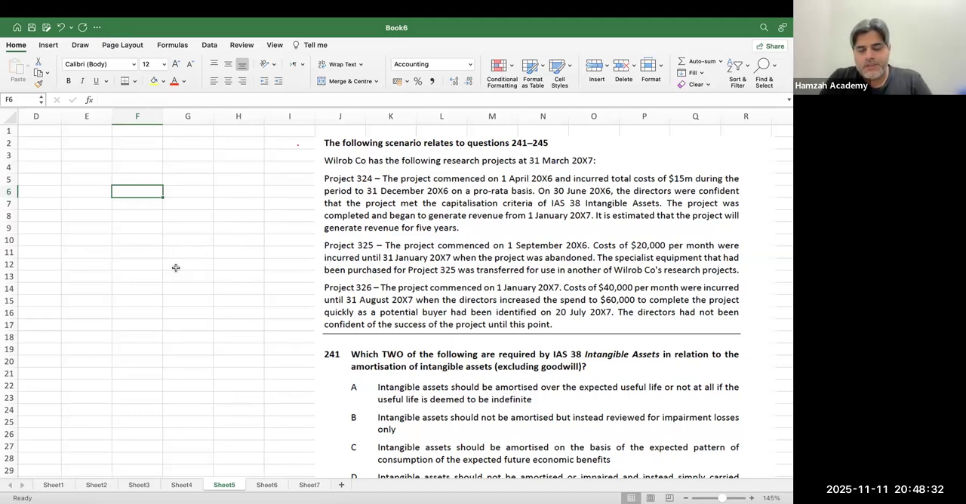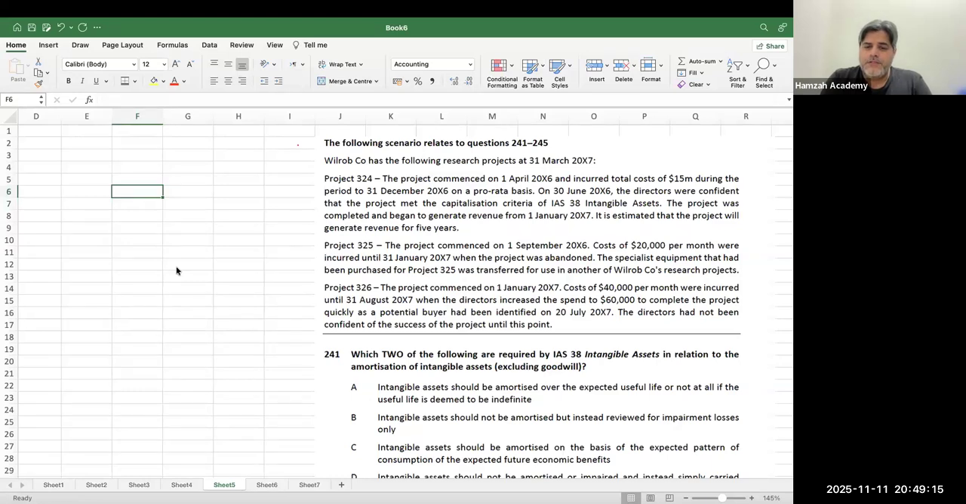So this is the question which is related to 241 to 245. A company has the following research projects at 31st March 20x7. Project 324: the project commenced on 1st April 20x6 and incurred a total cost of 15 million during the period to 31st December 20x6 on a pro rata basis. On 30th June 20x6, the directors were confident that the project would meet the capitalization criteria of IAS 38 intangible assets. The project was completed and began to generate revenue from 1st January 20x7. It is estimated that the project will generate revenue for 5 years.